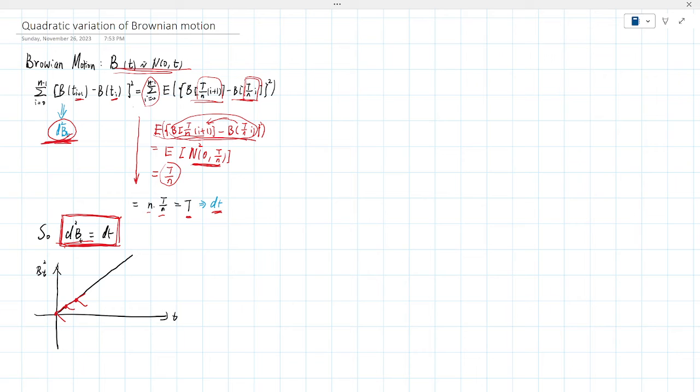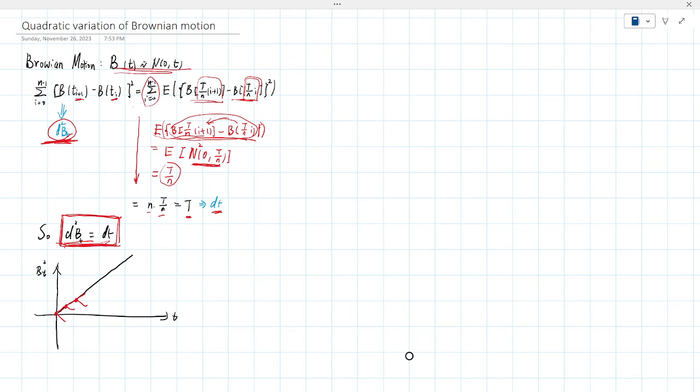This is very interesting because in a normal smooth function, you can imagine that dx squared is much smaller than dt. But for a Brownian motion, it is not the case. Thus, it's not a smooth function.